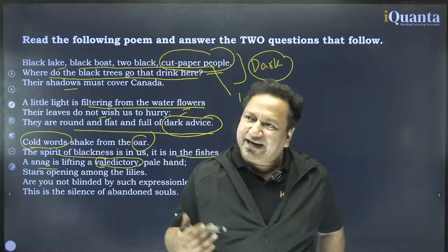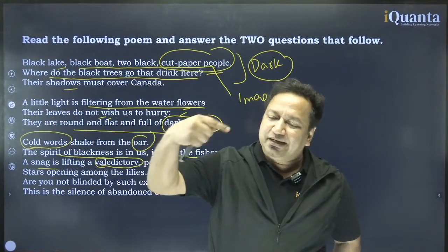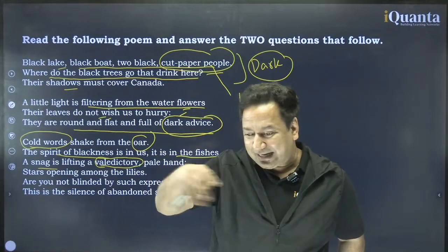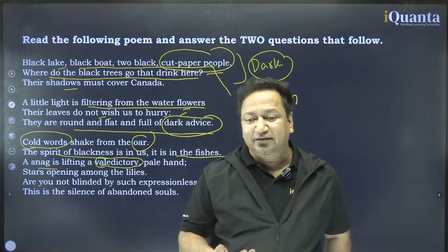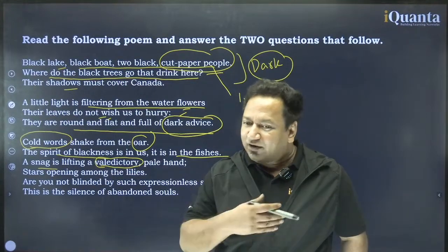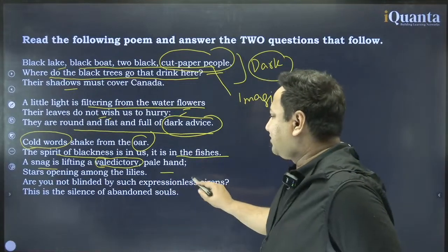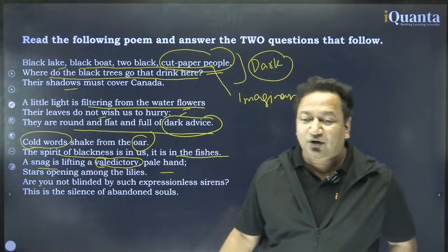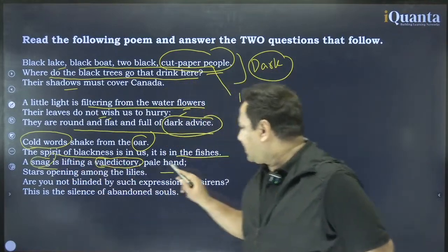So what is happening here? It's very sad. Something which is touching the water has now given up. It has no strength left. It's lifting up a valedictory, which means it is bidding farewell. Now it will be gone. A lot of sadness is there. Pale hand, pale hand. Now the author has again given personality to the snag. The snag has been compared with a pale hand.